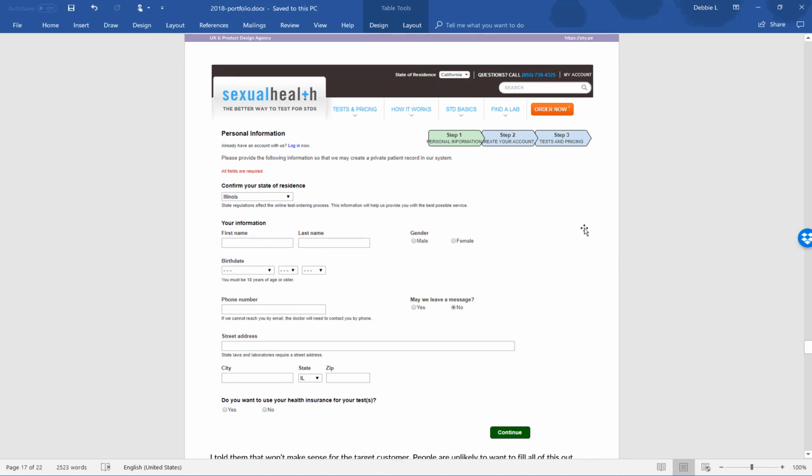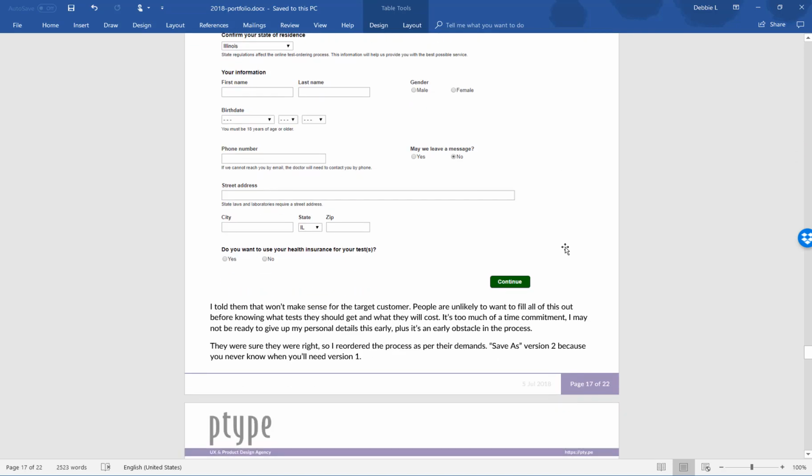And so, for example, this is just some of the information that they wanted to ask people up front before we asked them medical questions or suggested tests to them. They really wanted them basically to commit and open an account, which I just thought didn't match what a user would naturally want to do, but they were insisting upon it.